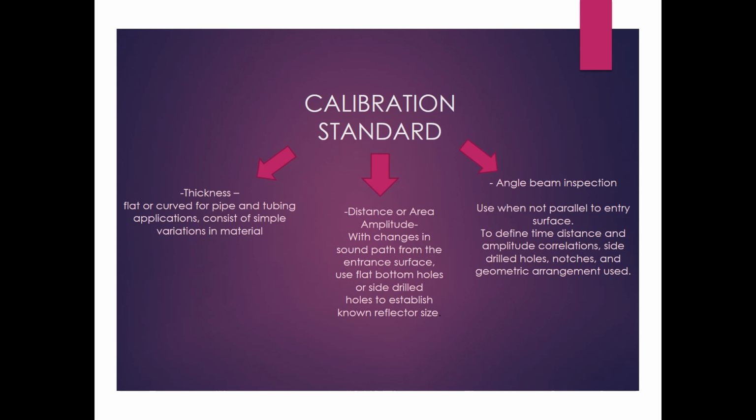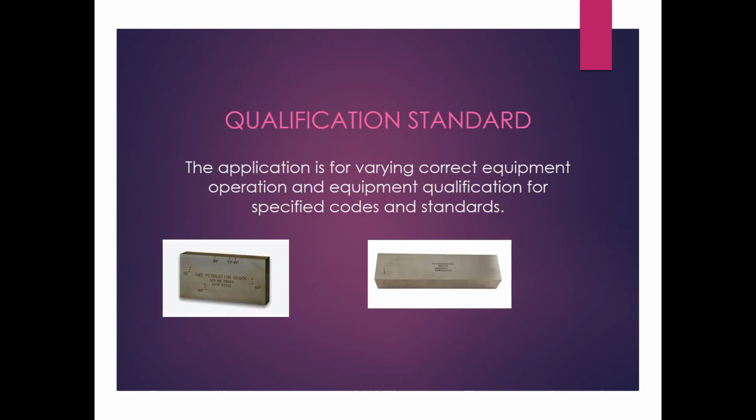Next, angle beam inspection is used when flaws are not parallel to the entry surface. To define time, distance and amplitude correlation, the standard uses side drill holes, notches, and geometric arrangements. Next is qualification standards. The application is for verifying correct equipment operation and equipment qualification for specified codes and standards.